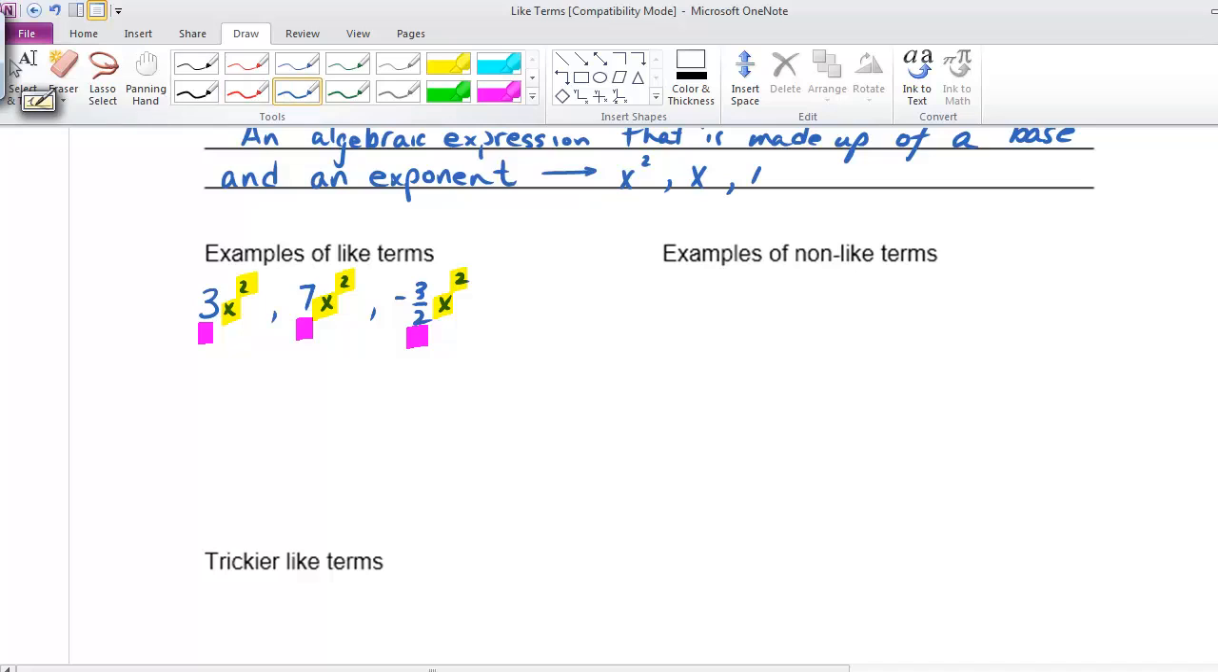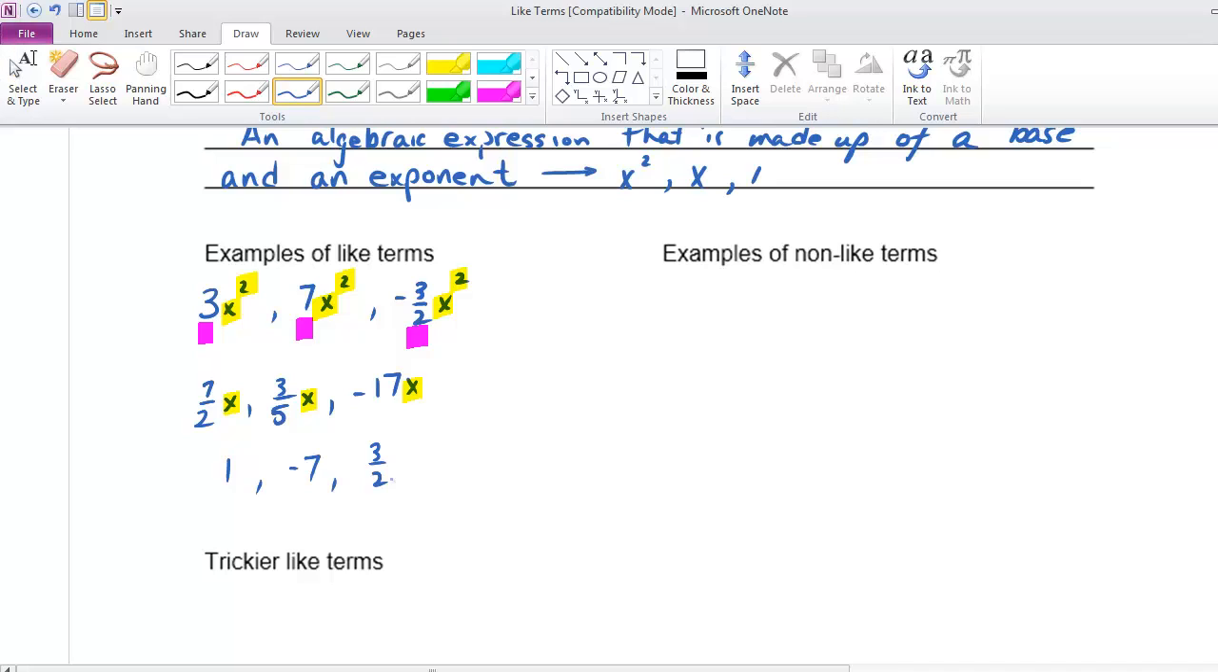Some other examples, 7 over 2x and 3/5 x and negative 17x. Again, these are examples of like terms. They all have the same base and they're all raised to the same power 1, and the numbers just tell you how many you have. And of course, you've been doing like term stuff for a while. 1/2, negative 7, 3 over 2. Those are all like terms because they're just numbers.